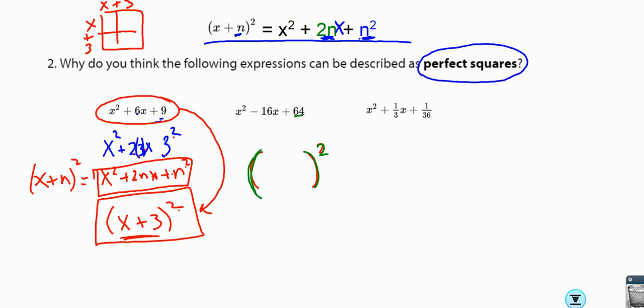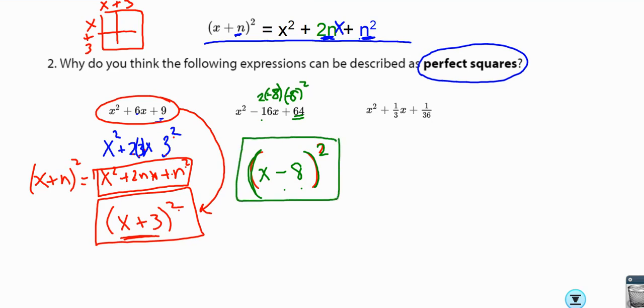So here, let's see, what number squared gives me 64? Is that 8 times 8? And this is 8 times 2, 2 times 8. Oh, wait a second, that's not quite correct because it's not a positive 16, it's a negative 16. So 2 times a negative 8. And here, does a negative 8 squared still equal 64? Yeah, it does. Okay, so in this case, we have x minus 8. Let's double check. If I double negative 8, I get negative 16. If I square negative 8, I get 64. All right, so that is how I can rewrite that trinomial as a perfect square.